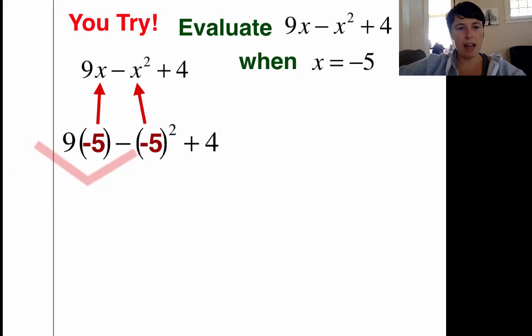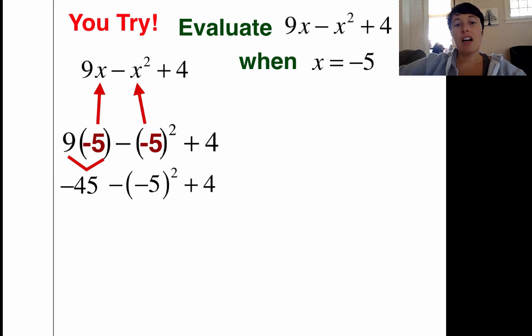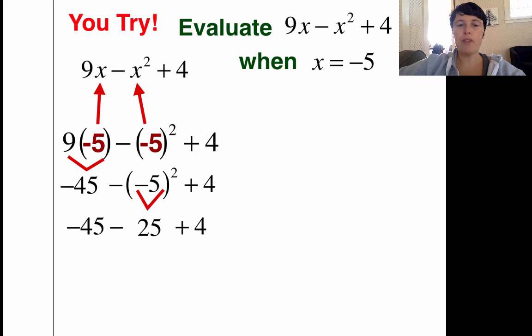Okay, now we got to do some math. 9 times negative 5. 9 times 5 is 45. So this will be a negative 45. Then we have minus negative 5 squared plus 4. Negative 5 squared, negative 5 times a negative 5 is a positive 25. So we have negative 45 take away 25 plus 4.